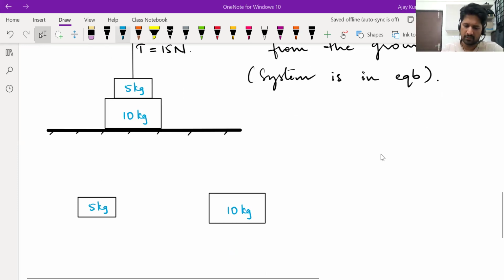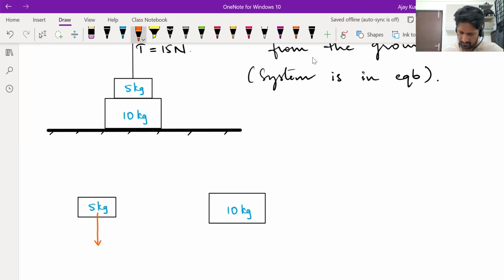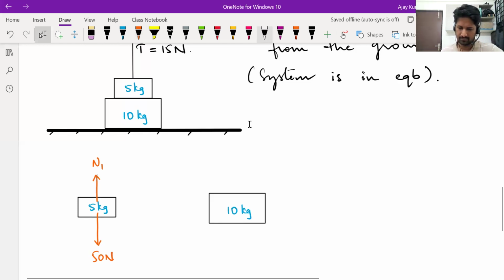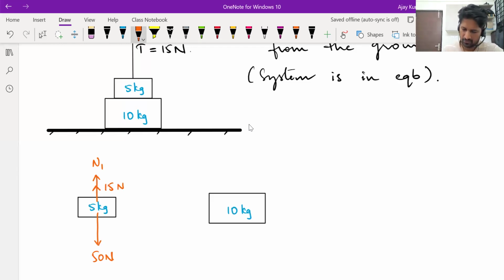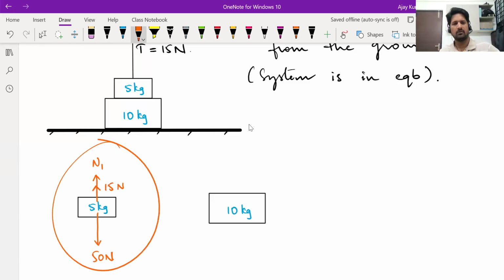Okay, Rishi, quickly tell me what forces act on the 5 kg block. Pawan, your answer is correct. Sir, the 50 Newton downwards, its weight of 50 Newton downwards, and then the normal force from the 10 kg block. Let's call it N1, that will act in the upward direction. And the tension. The string is connected to the 5 kg block, so tension will also be acting on it, and tension is given to you as 15 Newton. So from this, what can you find out? You can find out the normal force from the 10 kg block.